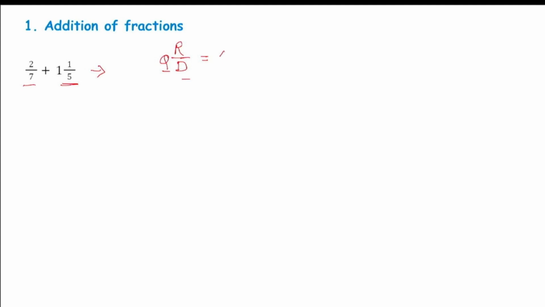So here we have 1 over 5. First we will multiply 5 and this 1, 1 times 5, and add this remainder, which is 1, over the divisor, which is 5. So 5 times 1 is 5, plus 1 is 6 over 5. So this is the conversion of this mixed fraction.